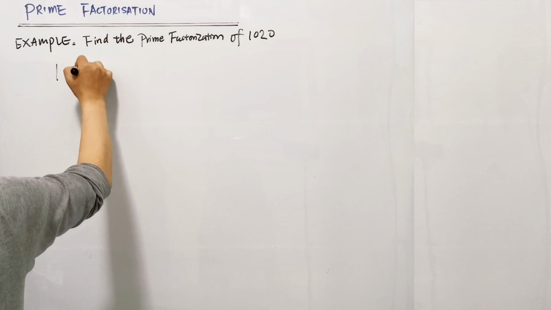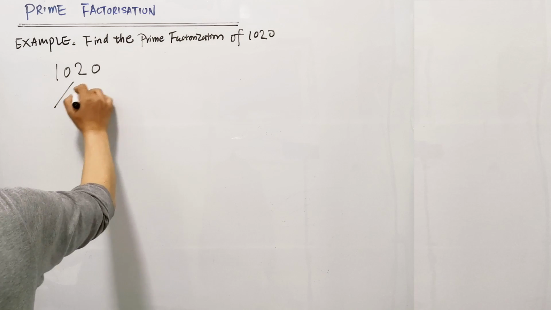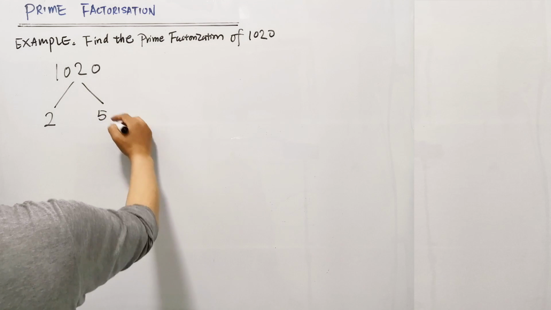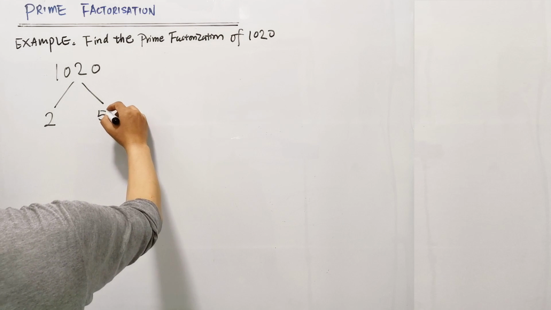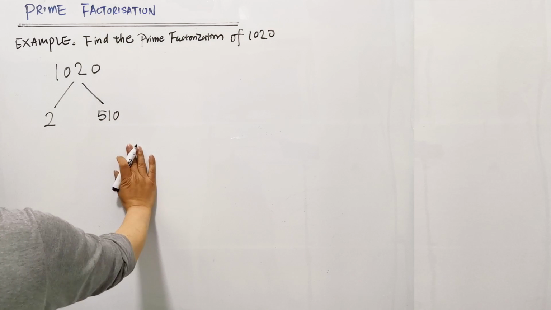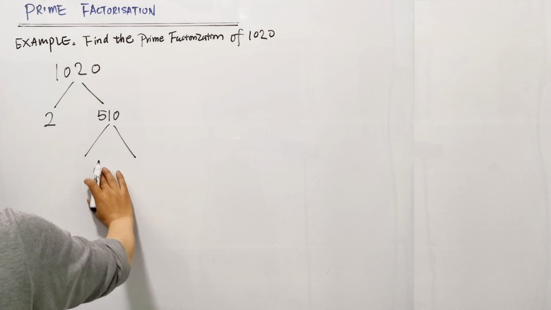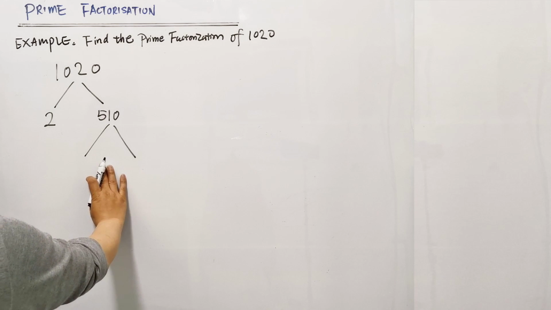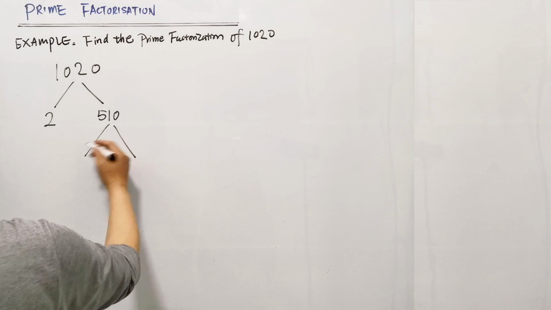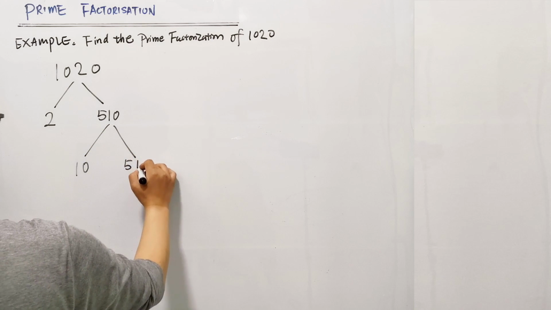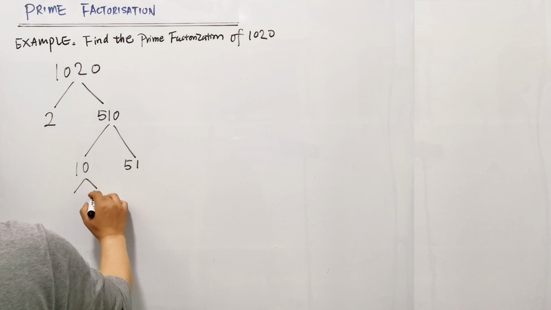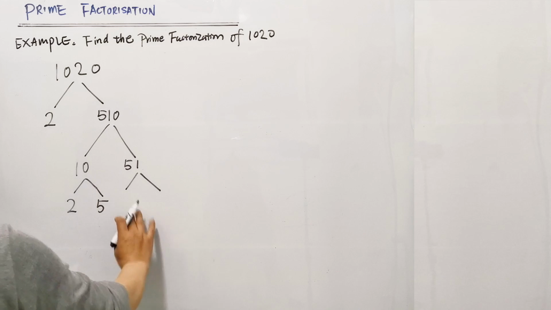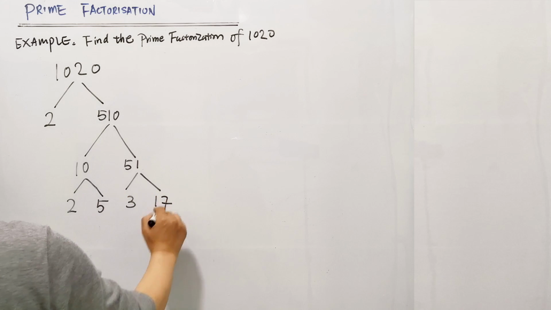How do we write that? With a factor tree, we can break it into 2 first. Then we get 510. Here is 510. We continue the factor tree. We can use 2 again, or we can use 5 and 102. Then this one we can break down as 2 and 5, and this one we can break down to 3 and 17.